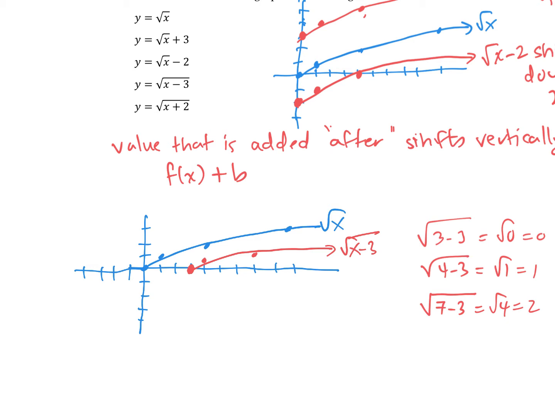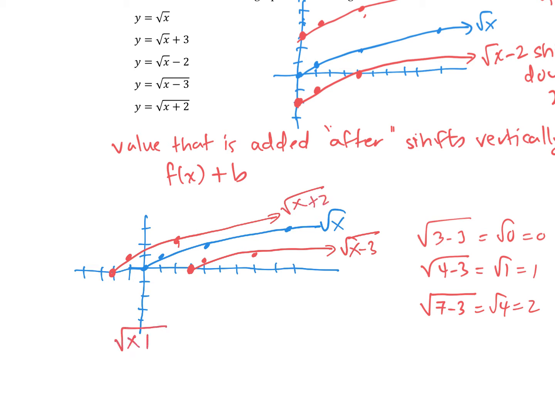So what if we did root x plus 2? How do I get a 0? Well, negative 2 plus 2 is 0. So if x is negative 2, I get 0, square root of 0 is 0. If I get negative 1, negative 1 plus 2 is 1, square root of 1 is 1. And then what's going to give me 4? 2 plus 2 is 4, square root of 4 is 2. So this is root x plus 2.